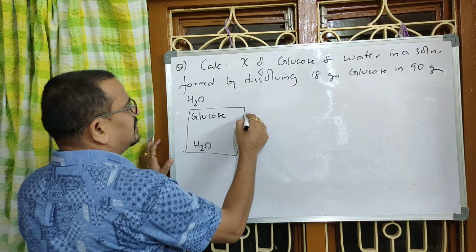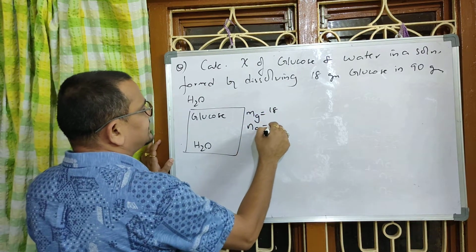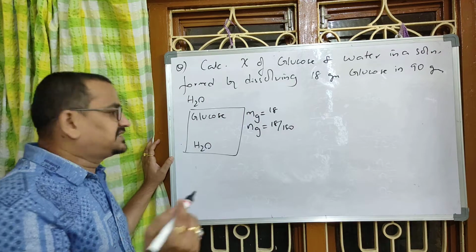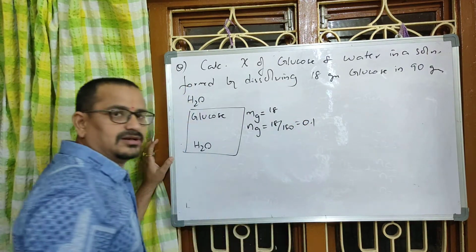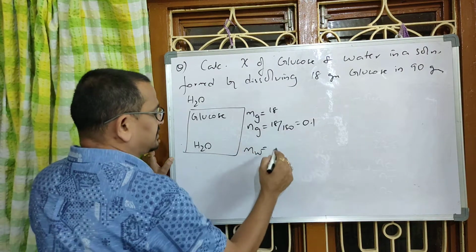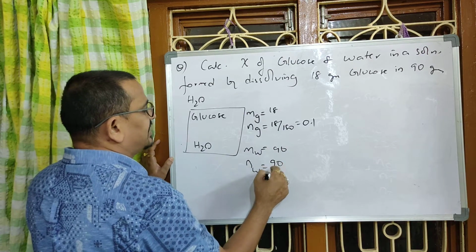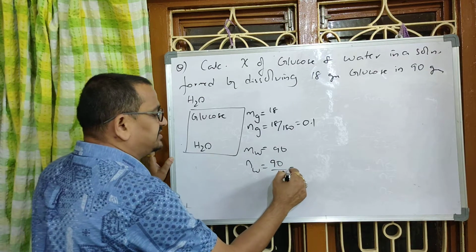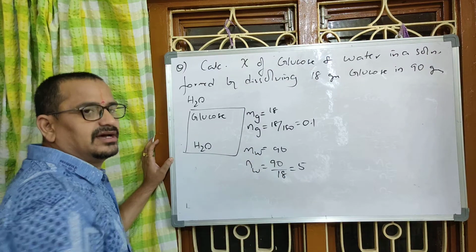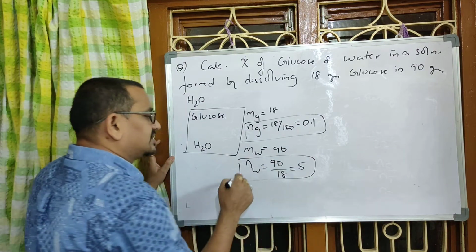The mass of glucose is 18 grams. The number of moles of glucose is 18 by 180. You know the molecular mass of glucose, right? It is 0.1 mole. Similarly, the mass of water is 90, and the number of moles of water will be 90 by the molecular mass of water. What is the molecular mass of water? 18. It is 5 moles. Right? So the number of moles of glucose is 0.1 and of water is 5.